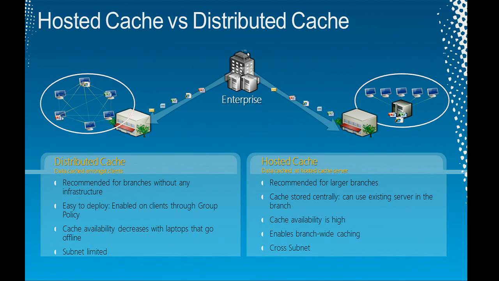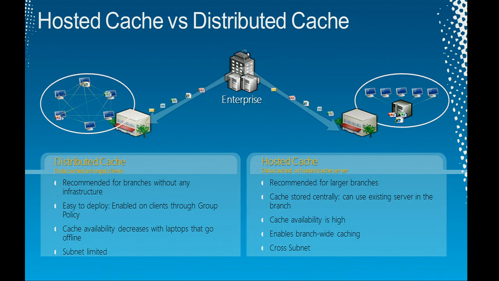The only issue with it, though, there are two drawbacks. The cache availability decreases with laptops that go offline. The way distributed cache mode works is if you have 5 laptops, each one of them is holding portions of the cache. Laptop A has some data, laptop B needs that data. Well, it gets it from A while A is there. 5 o'clock hits, A goes home. Guess what? Cache went with him. So now laptop B has to re-download that data. So your availability of caching is very limited based on the number of people that are actually in the office.